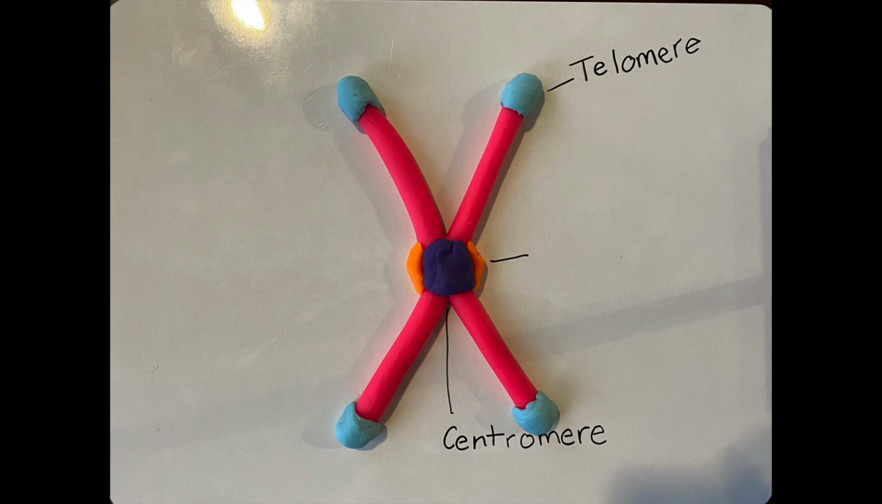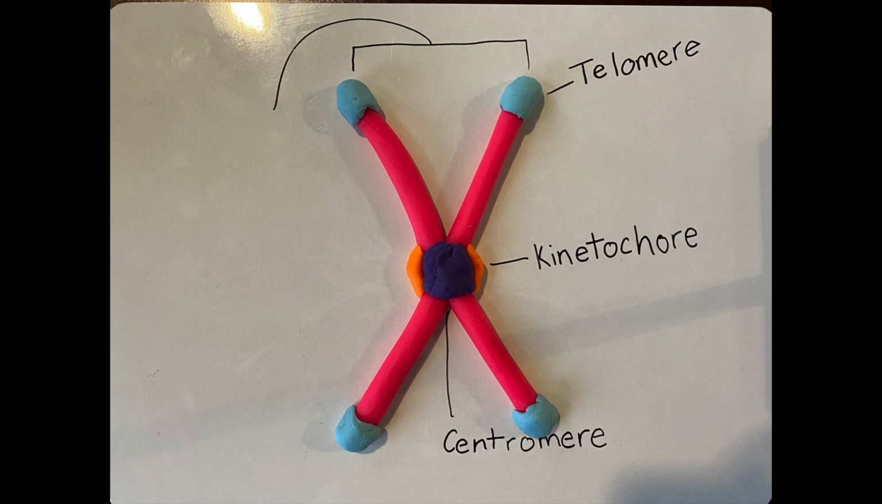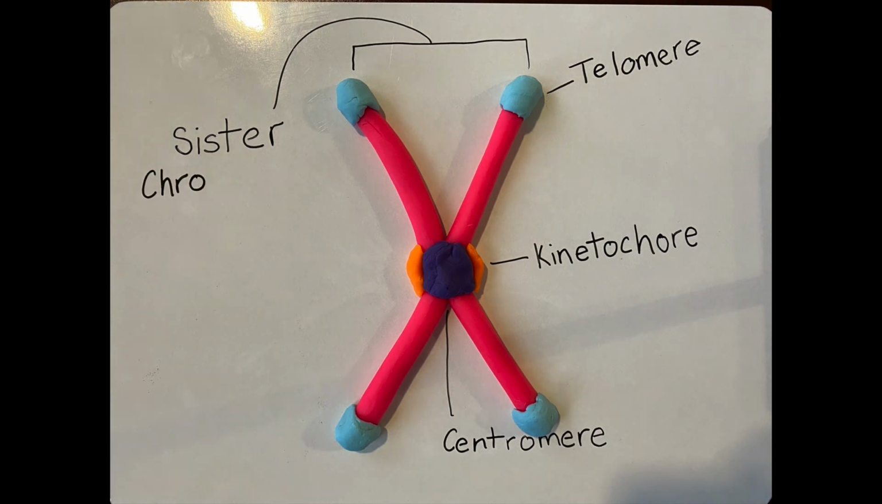Next, we have the centromere, a specialized structure that appears during cell division. This is the central region where the two chromatins are held together to form an X shape. This is also the region of the chromosome where the spindle fiber is attached. Around the centromere, you see the kinetochore. This is where the microtubules of the spindle fibers attach. The two halves of the chromosomes are the sister chromatids.